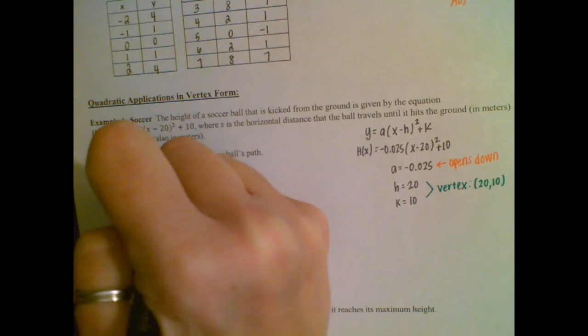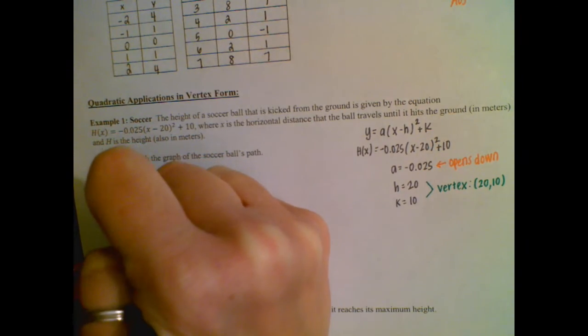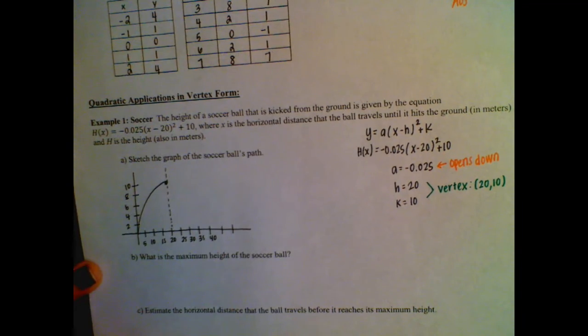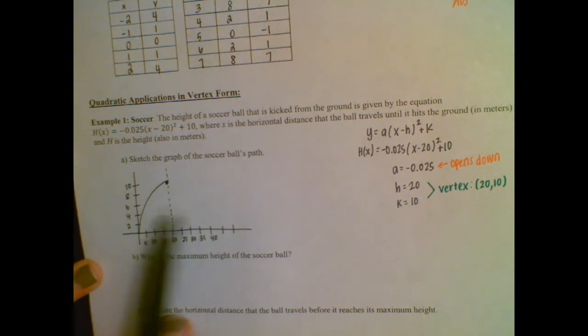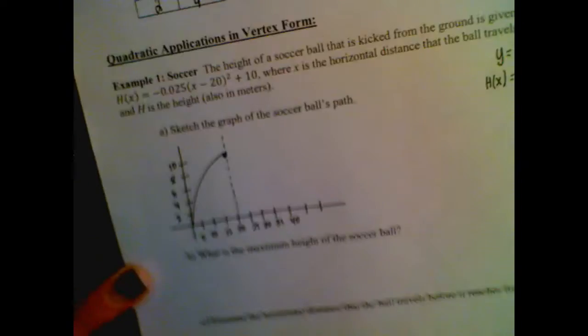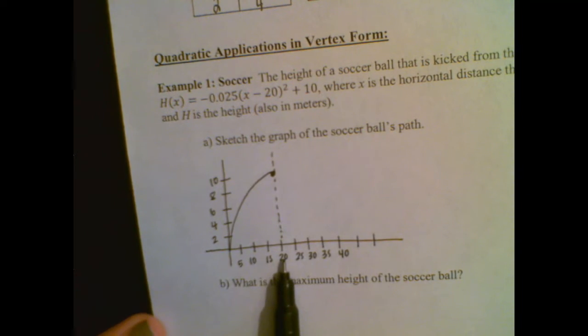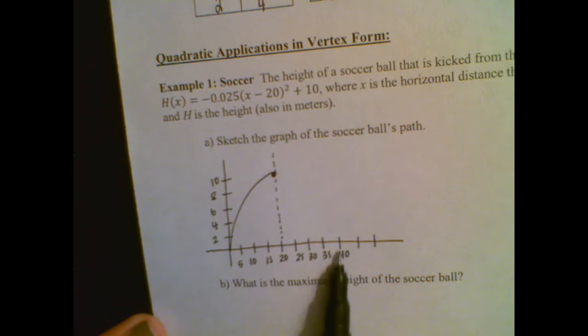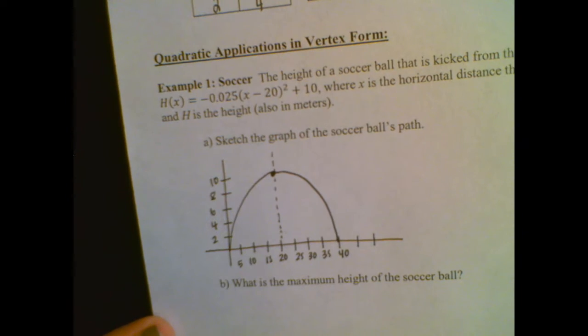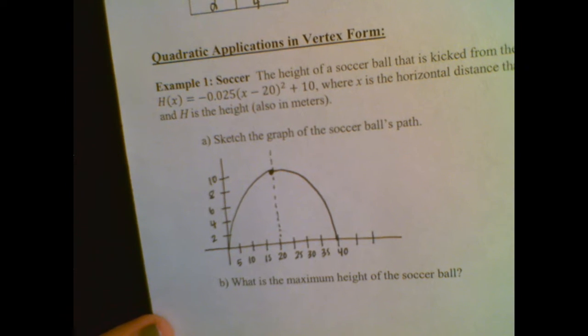And since I know that through the vertex is where the axis of symmetry is, I want to make sure that the other side of my graph looks pretty symmetrical to this part of the graph. So since my halfway point is at 20, that would mean that I would want to end my graph over here at 40, which I didn't do a very good job of scaling, so it's going to look a little uneven, but that's what the graph of my soccer ball would look like.